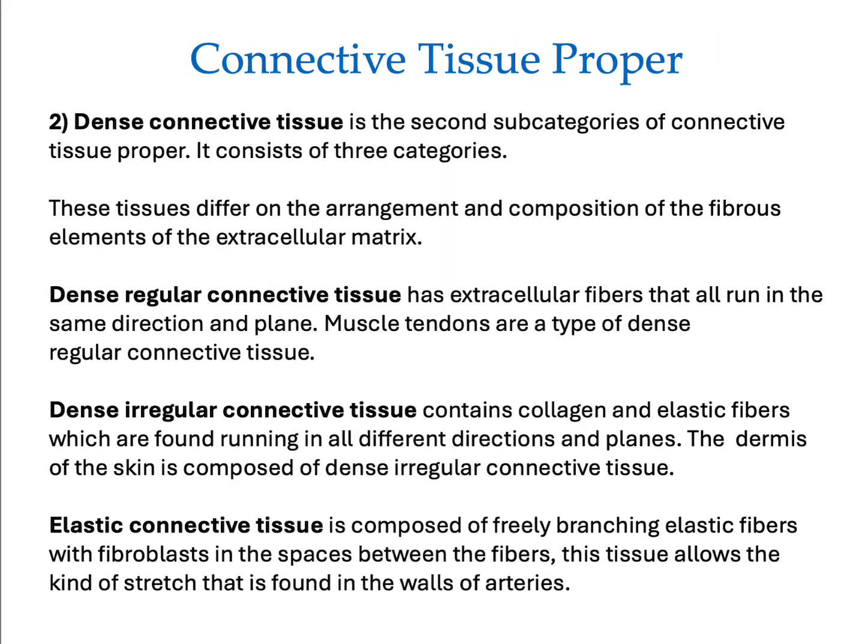Connective tissue proper has another category, dense connective tissue. This includes three subgroups. And these tissues differ on the arrangement and composition of the fibrous elements of the extracellular matrix. Dense regular connective tissue has extracellular fibers that all run in the same direction and plane. Muscle tendons are a type of dense regular connective tissue. Dense irregular connective tissue contains collagen and elastic fibers, which are found running in all different directions and planes. The dermis of the skin is composed of dense, irregular connective tissue.